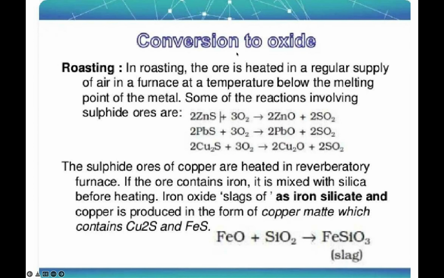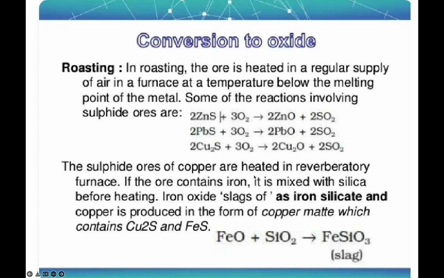Okay, now conversion to oxide you can also do by roasting. What happens in roasting? The ore is heated in a regular supply of air in a furnace at a temperature which is below the melting point of the metal. So what reactions occur here? ZnS plus O2 gives zinc oxide plus SO2. Similarly for lead and copper, you can see the following equations.